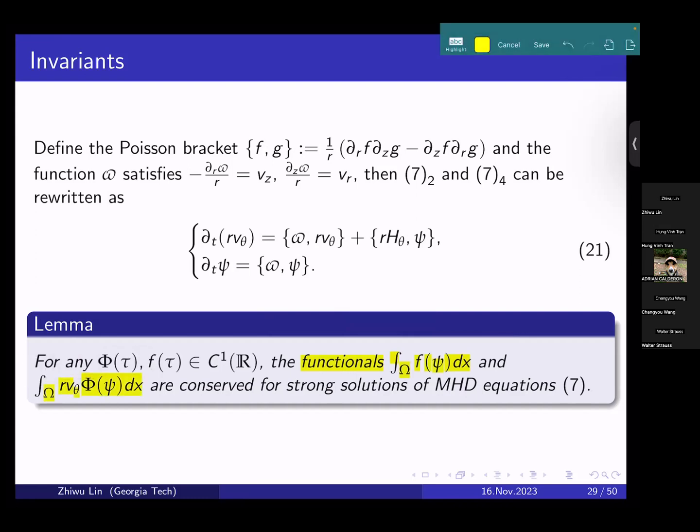First, if you take any function f, the integral of f of psi is invariant, where psi is the magnetic potential. And the other invariant quantity is, if you take a function capital Phi, then r v_theta times Phi of psi is also invariant. So there are infinitely many invariants because f and Phi can be any function.